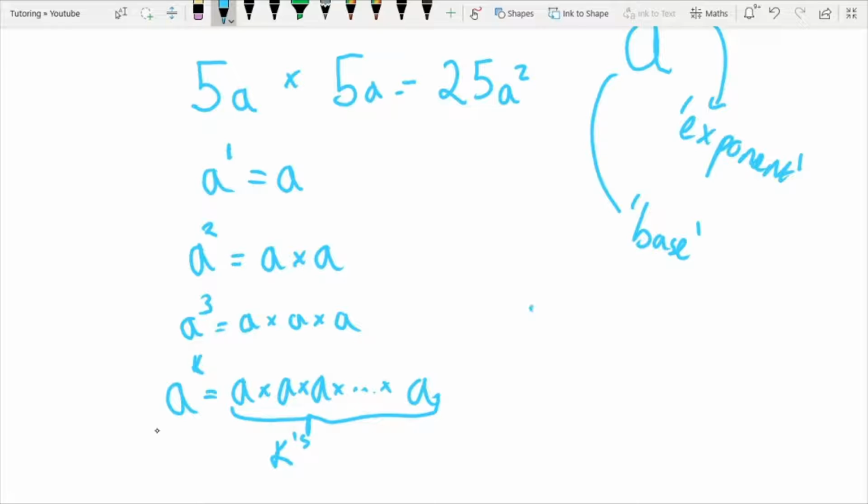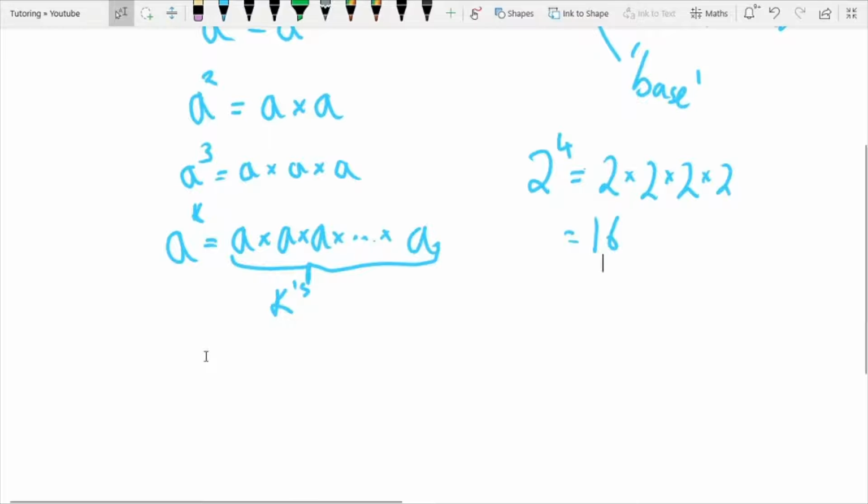So for example, say we had 2 to the 4, or 2 to the 4th power, and the power is the exponent. There may be a lot of information in here, but I hope it makes sense. This equals 2 times 2 times 2 times 2, which equals 16.